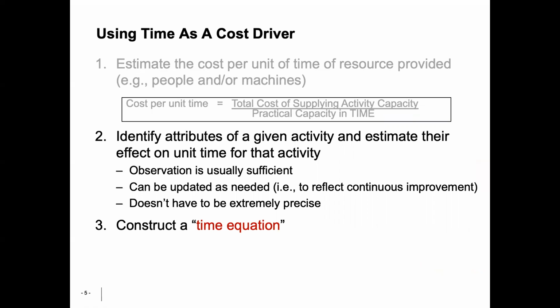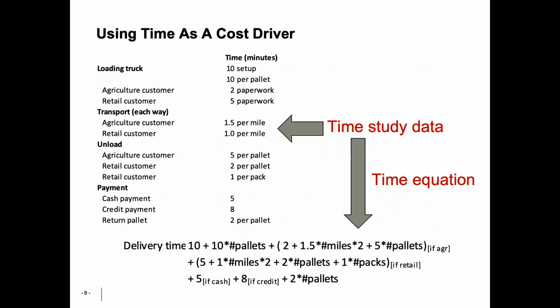Now we go to step number 2 to identify attributes of a given activity and estimate their effect on unit time for that activity. So here we have to look for how these different customers for a company are different. In this case, for Cenac, you have home and garden, you have horticulture and agriculture. These customers could have very different requirements. And those are things which we need to account for and then construct a time equation. So here is, for example, a way in which we can look at it.